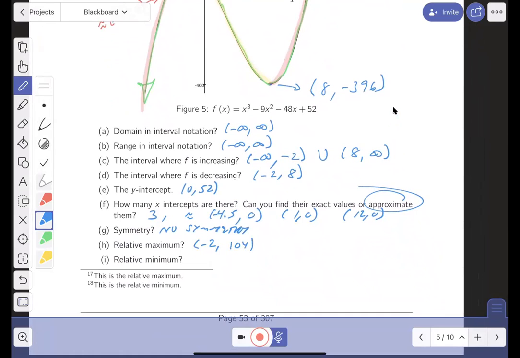Is there a relative minimum? In other words, is there an interval that contains a point smaller than other points? In an open interval, it certainly is. What's that point? 8, -396. All right, that's a point. All right, let's go to the next page.